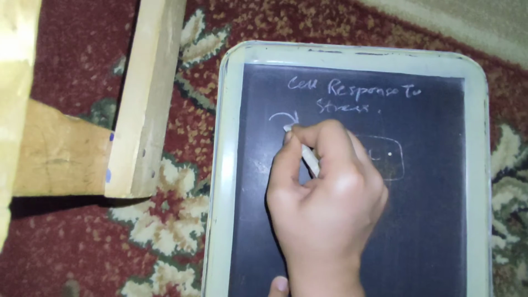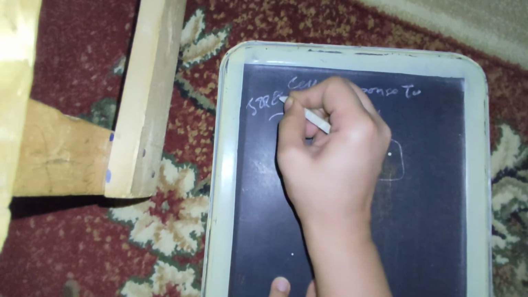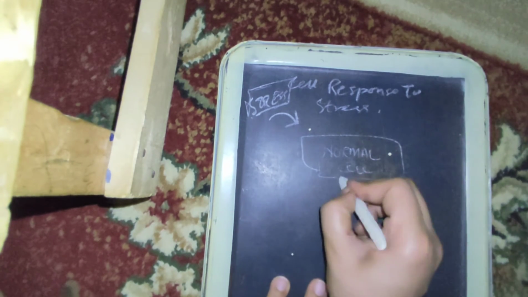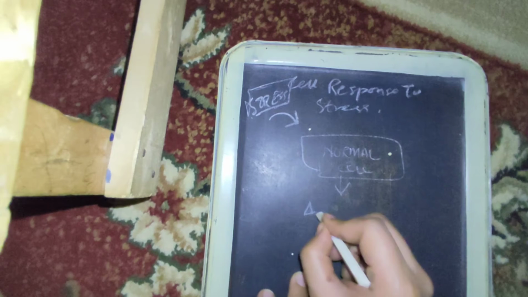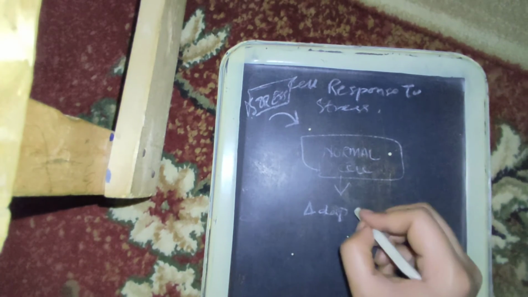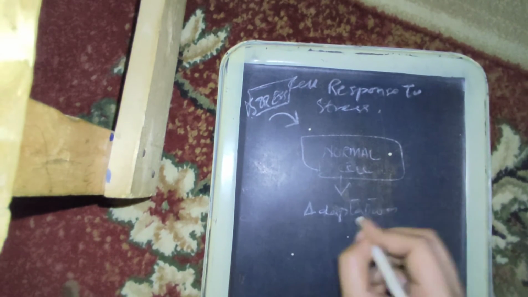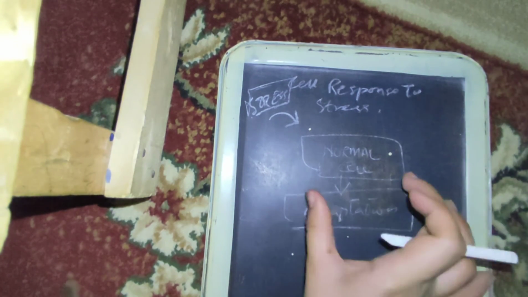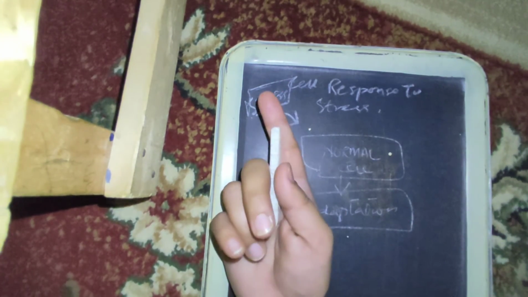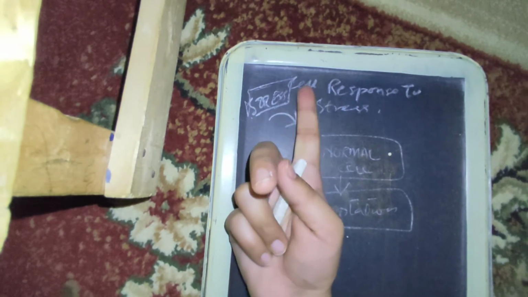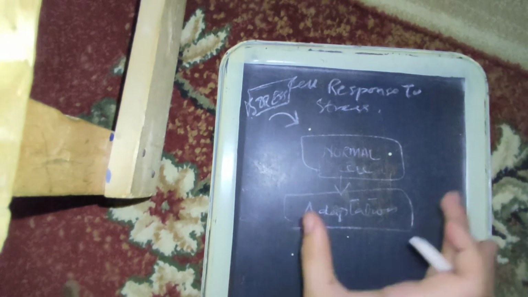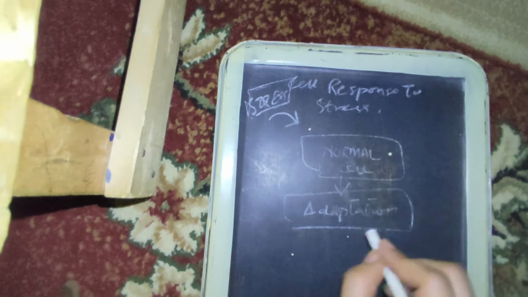When we give stress to a normal cell, it will go into adaptations. So what is adaptation? Adaptation is a reversible process, or you may call it a reversible injury. As we know, cell injury has 2 types: one is reversible cell injury, the other is irreversible cell injury. So adaptation is a type of reversible cell injury.